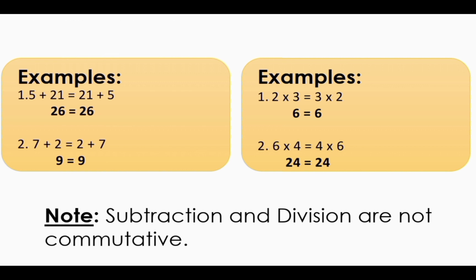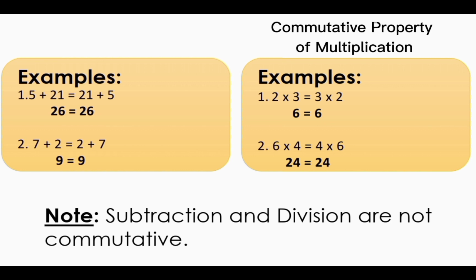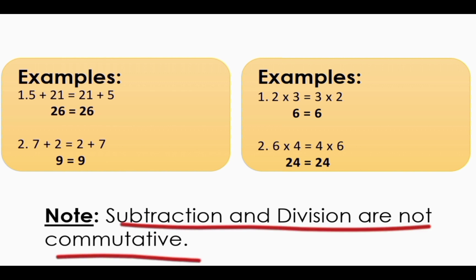Next, 2 times 3 is equal to 3 times 2. If you multiply 2 and 3, it is equal to 6. If you multiply 3 and 2, we have 6 also. Next, 6 times 4 is equal to 4 times 6. If you multiply 6 and 4, it is equal to 24, and if you multiply 4 and 6, it is equal to 24 also. So, two integers can be multiplied in any order, and that is commutative property of multiplication. Note, subtraction and division are not commutative.